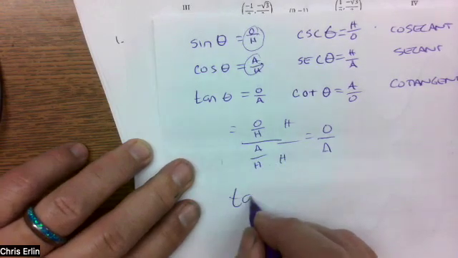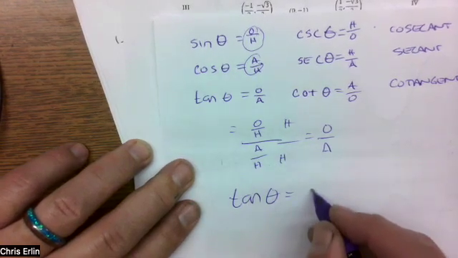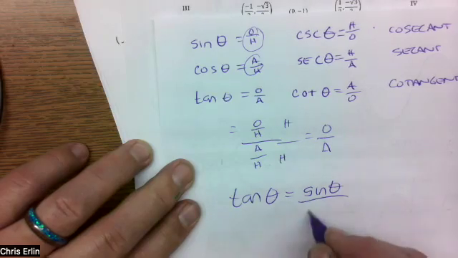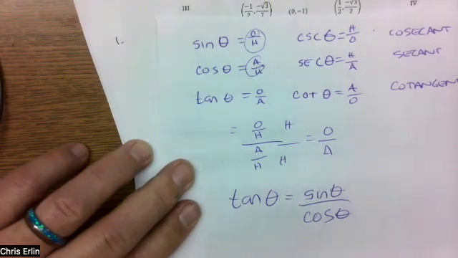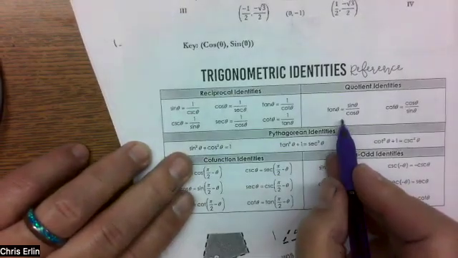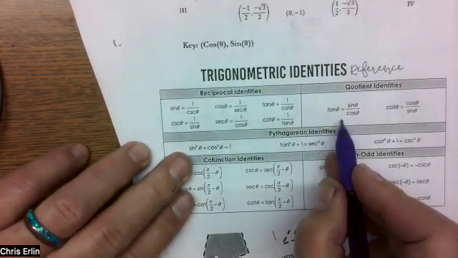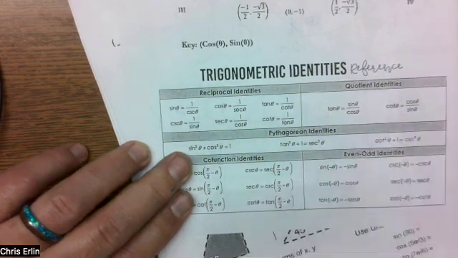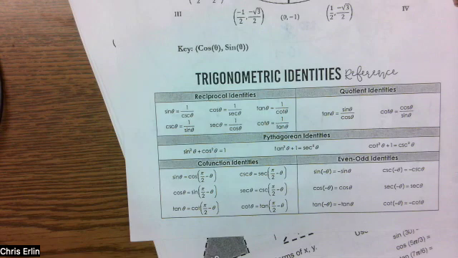So in other words, tangent of theta is equal to sine of theta over cosine theta. That's called a quotient identity. And then cotangent, which is the upside down of that, is the upside down of that. Last ones.